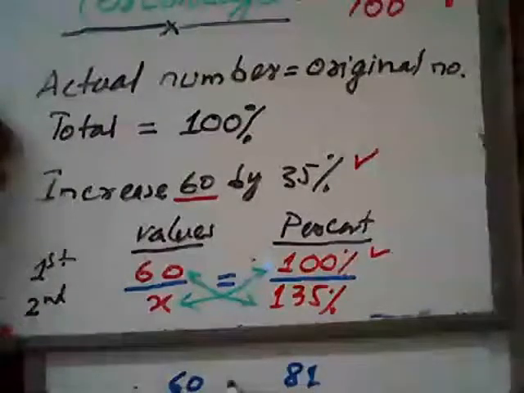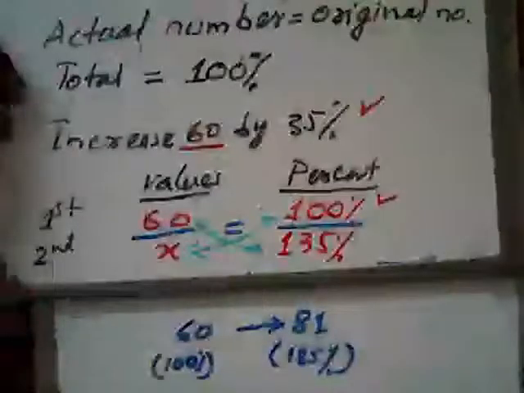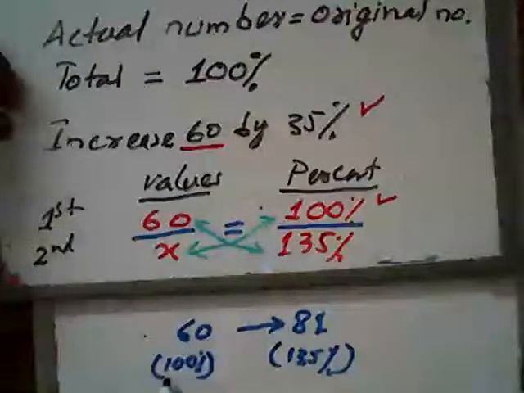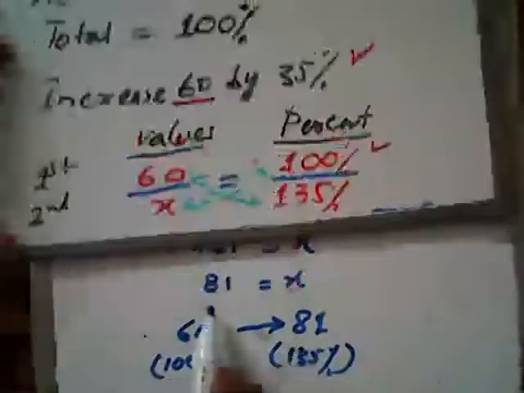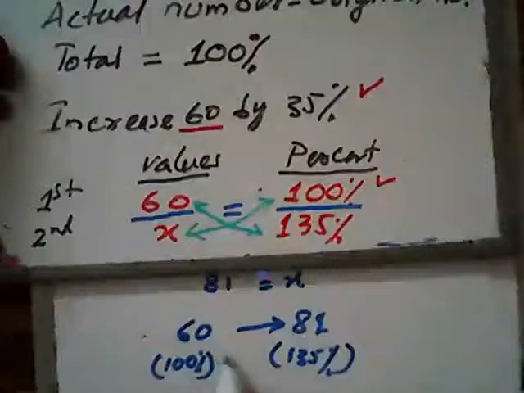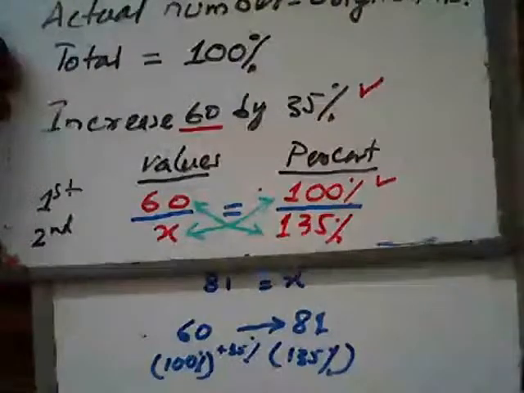So we increased 60 by 35%. We increased 60 to 135% because 60 is 100%. And after calculation, we found out that 81 is the answer. So 81 is actually 135%. It means this is increased by 35%. So this becomes 135%.